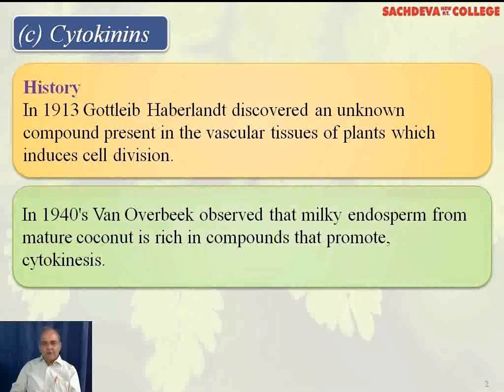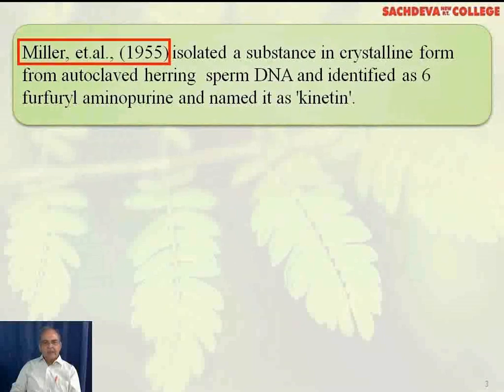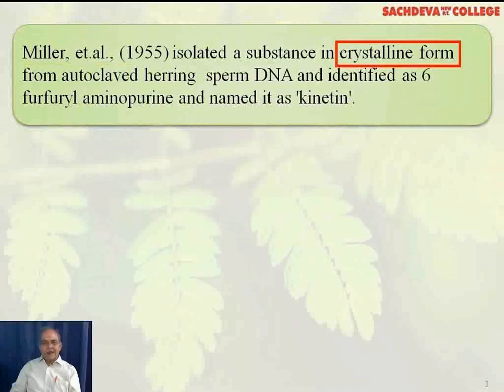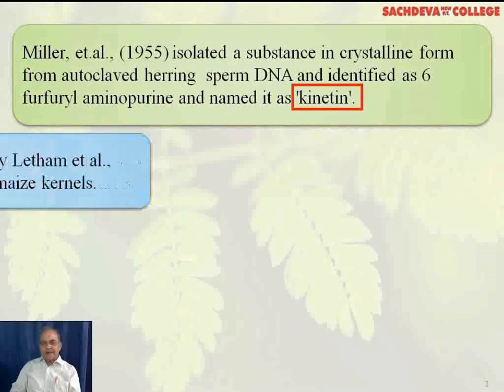In the 1940s, von Overbeek observed that milky endosperm from mature coconut is rich in compounds that promote cytokinesis. Miller et al. in 1955 isolated a substance in crystalline form from autoclaved herring sperm DNA and identified it as 6-furfuryl aminopurine and named it kinetin.